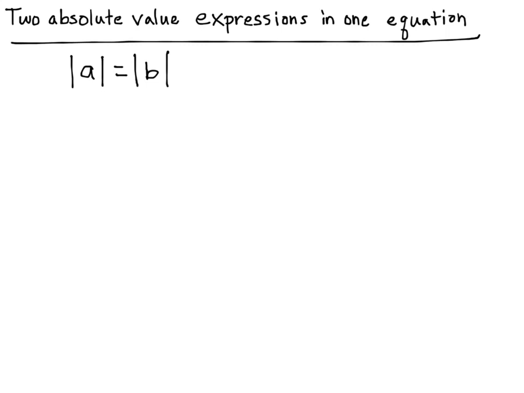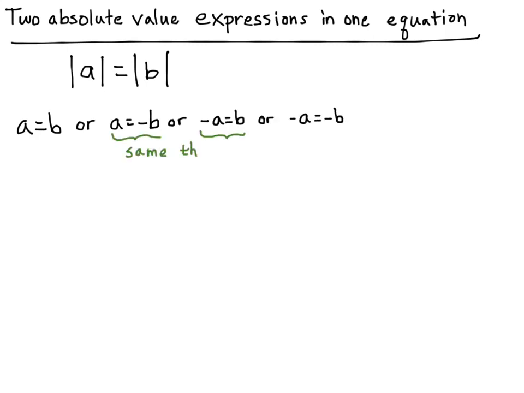Now, if we were to do this exactly the way that we did with one absolute value, we would end up with four equations: A equals B, A equals negative B, negative A equals B, or negative A equals negative B. And you find out that the inner two, A equals negative B and negative A equals B, are the same thing, and that the outer two, A equals B and negative A equals negative B, are the same thing. So in fact, all we have to do is two different cases.